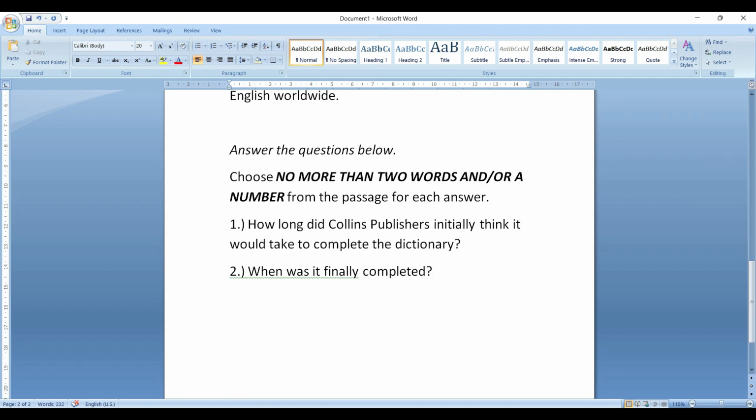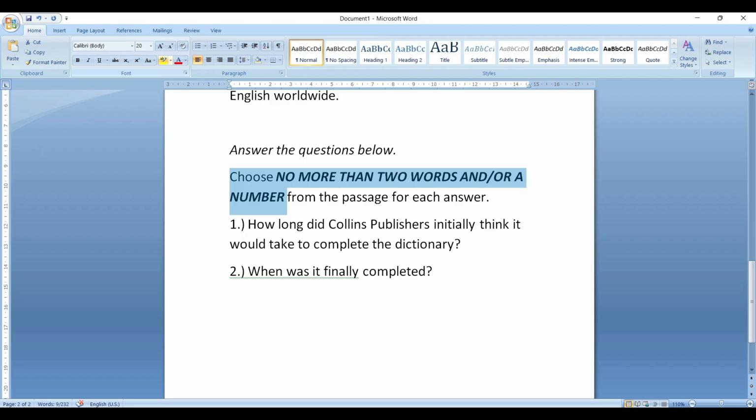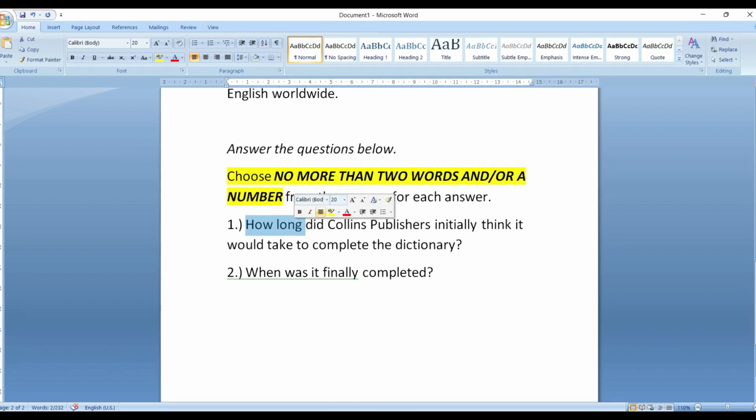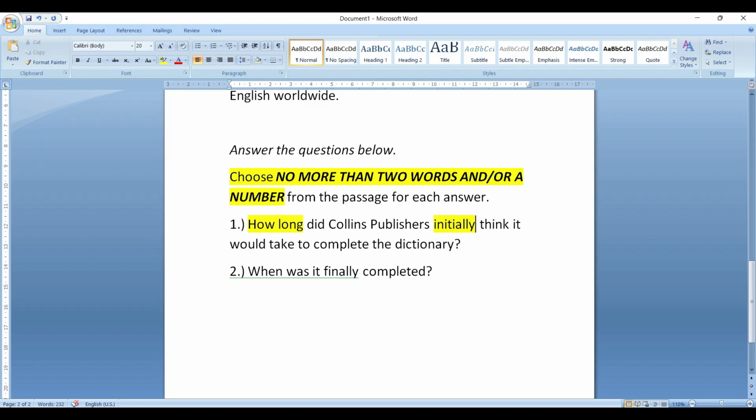Here we go. Answer the questions below. Choose no more than 2 words or a number from the passage for each answer. Of course, we always highlight, underline, circle that, whatever works for us, but always we need to pay attention to that. And the first question is, how long? We definitely need to underline that. How long did Collins Publishers initially think it would take to complete the dictionary?